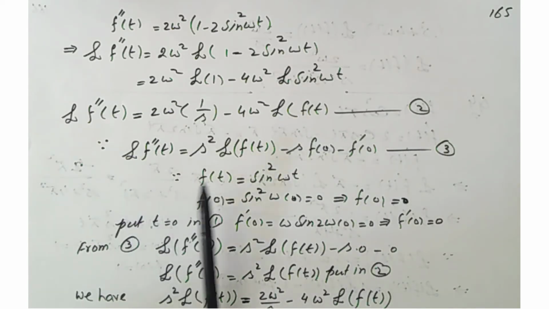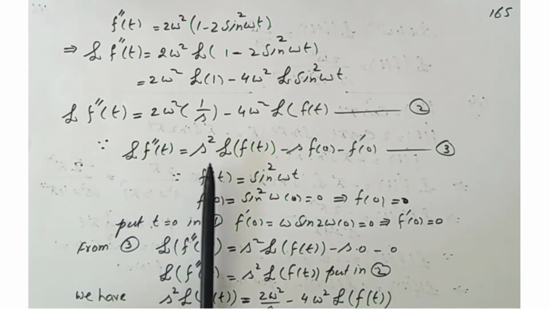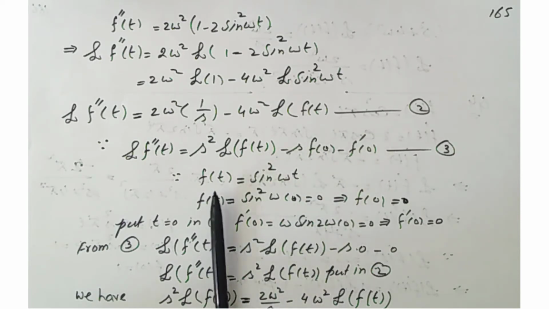This is the formula of the second derivative of Laplace: Laplace f'' equal to s square Laplace of f(t) minus s f(0) minus f'(0). Since f(t) equal to sin square omega t, we put t equal to 0. This is f(0) equal to sin square omega into 0, and sin 0 equal to 0. So f(0) equal to 0. Putting t equal to 0 in equation number 1, we have f'(0) equal to omega sin 2 omega into 0, sin 0 equal to 0. So f'(0) equal to 0.